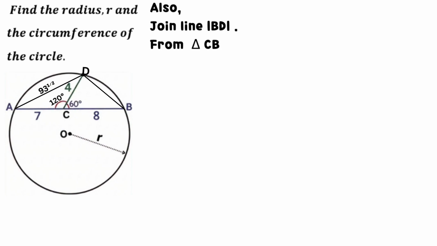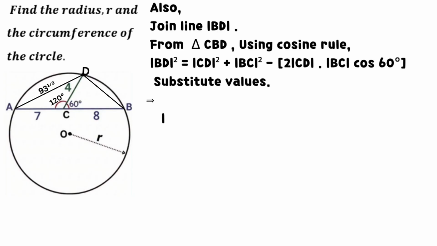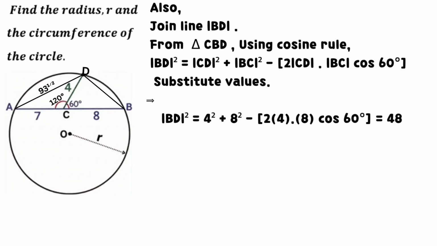Also, join line BD. From triangle CBD, using cosine rule, the square of length BD equals the sum of the square of length CD and the square of length BC, minus 2 times the product of length CD and length BC multiplied by cosine 60 degrees.